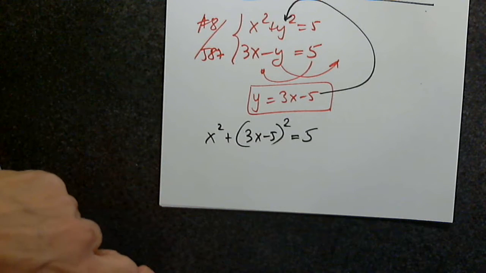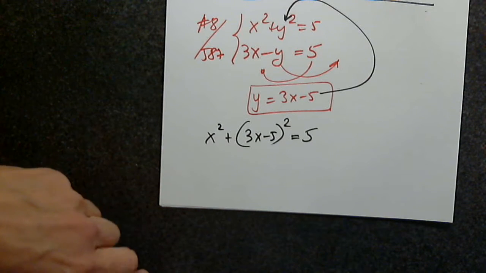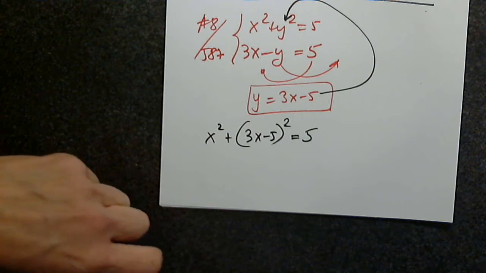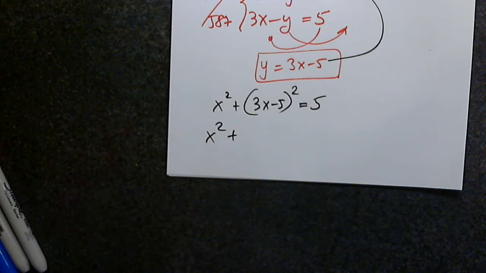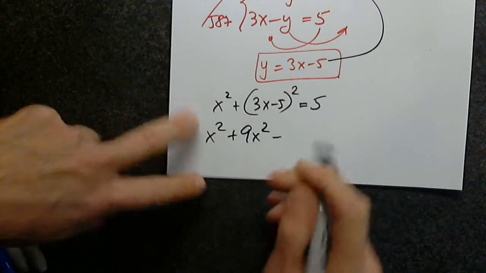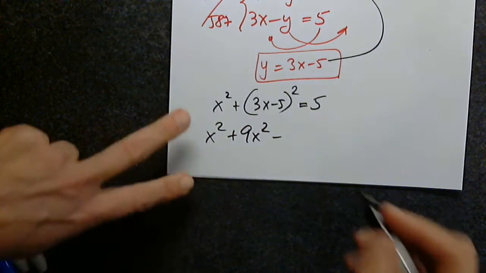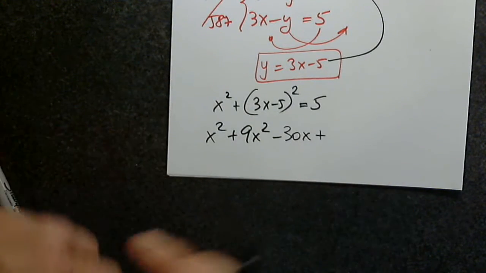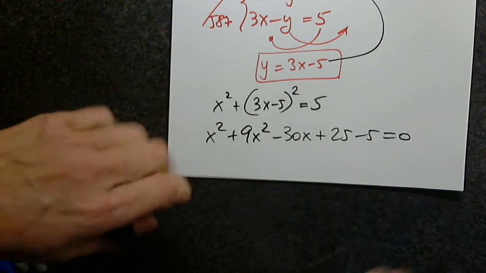Yes. How many times did it appear? Every class. Almost every class, right? So x squared is x squared plus, please give me 3 terms. So it's 9x squared minus 2 times the first times the second, yes, 30x, I agree, plus, awesome, minus 5 equals 0, yes.